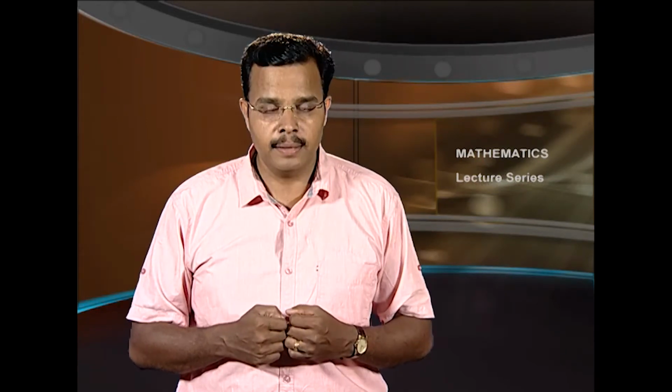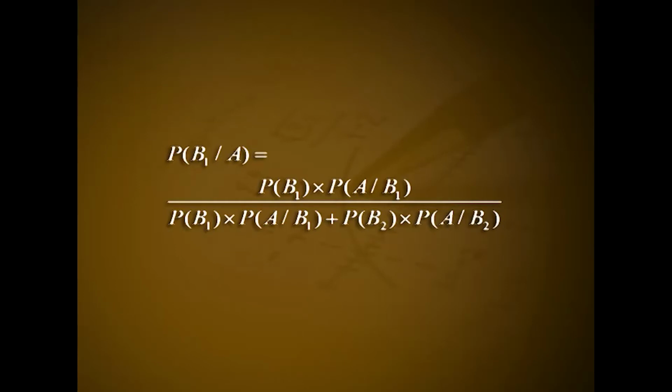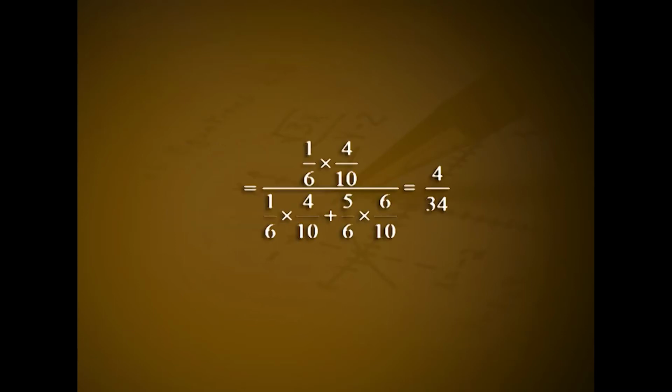By Bayes theorem, required probability P(B1|A) is P(B1) times P(A|B1) divided by P(B1) times P(A|B1) plus P(B2) times P(A|B2), that is equal to 1/6 times 4/10 all divided by 1/6 times 4/10 plus 5/6 times 6/10, that is 4/34.